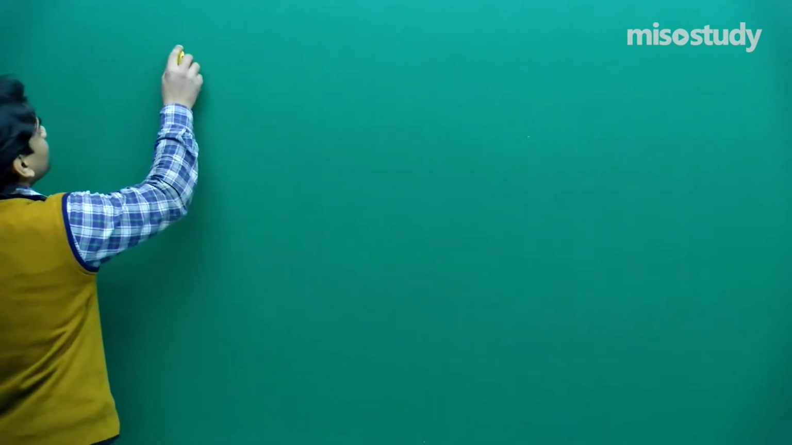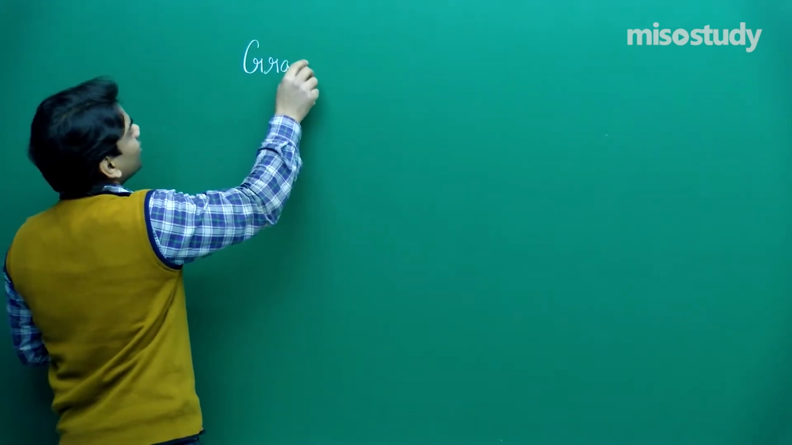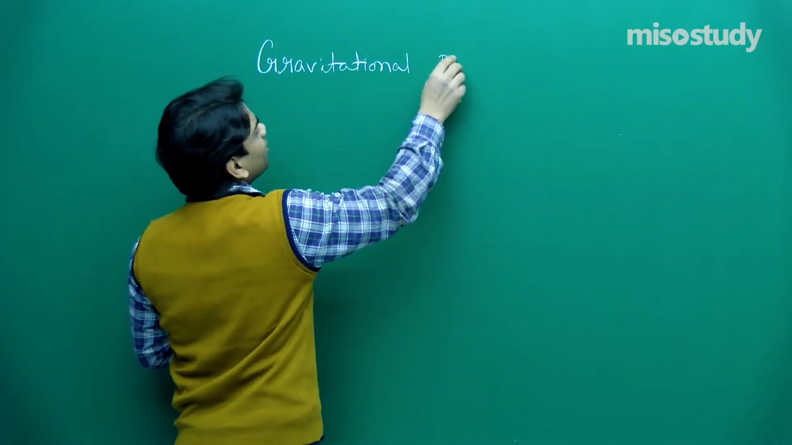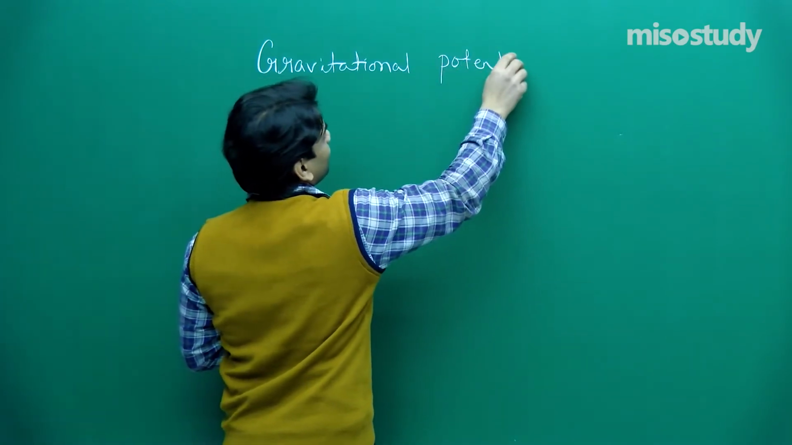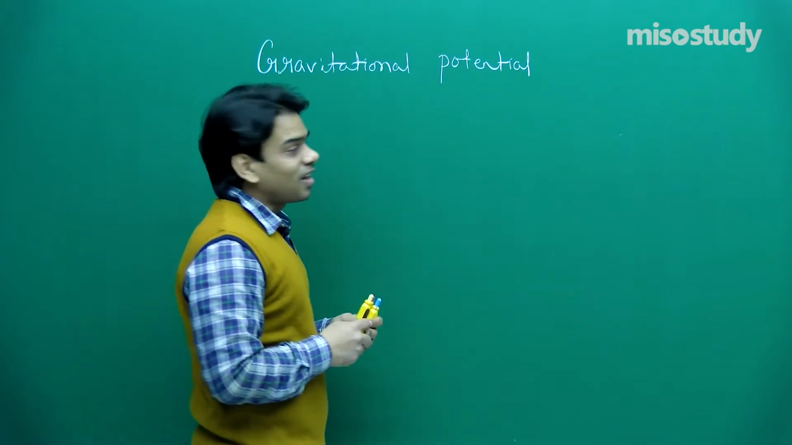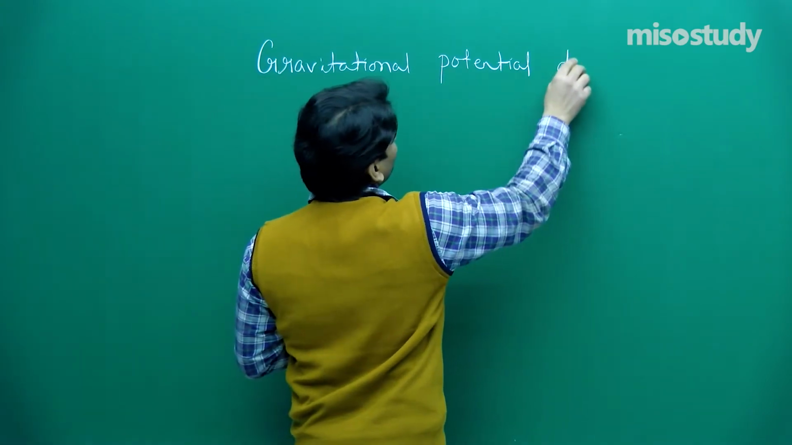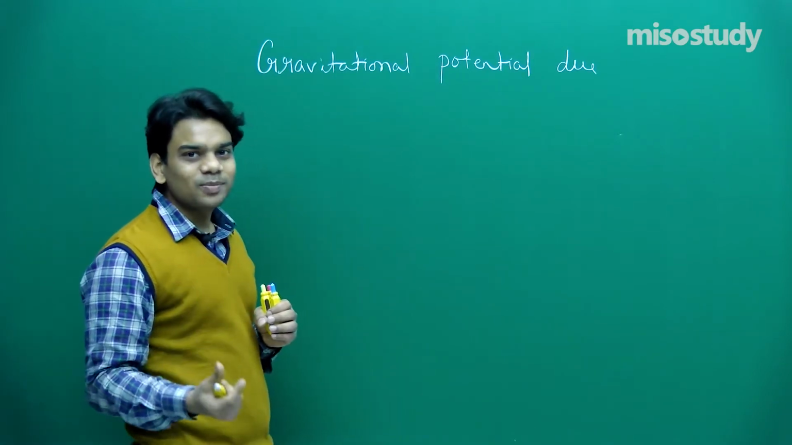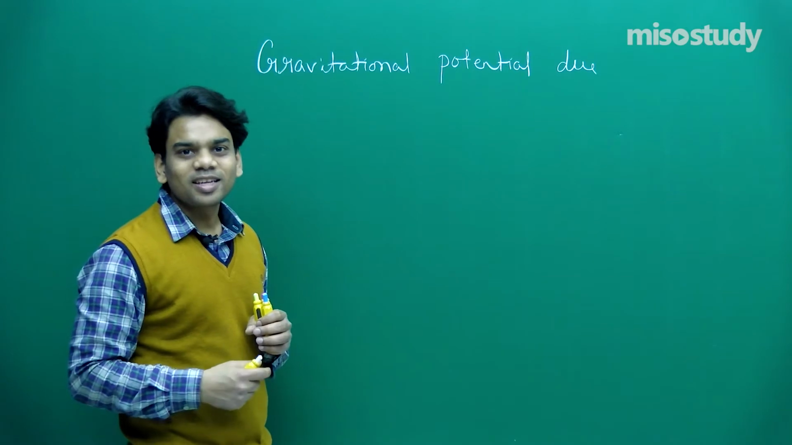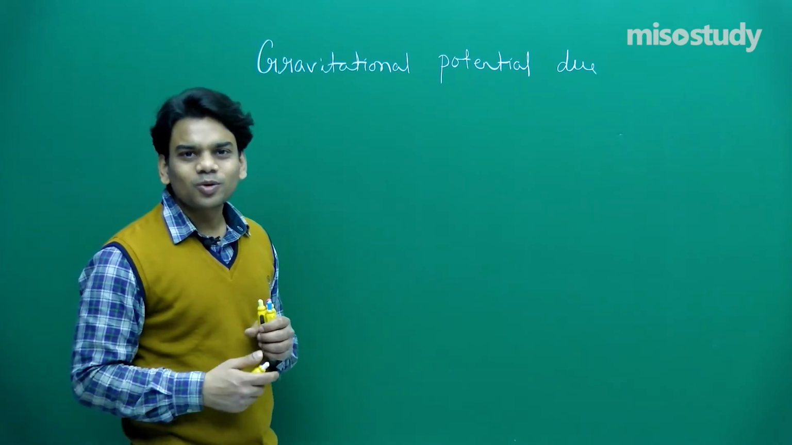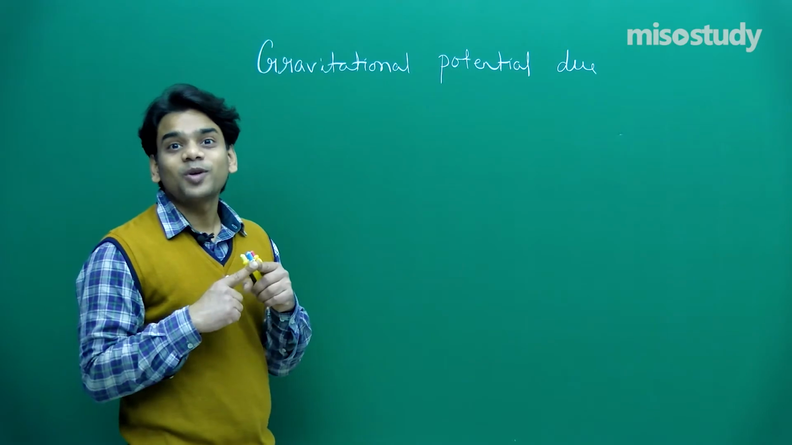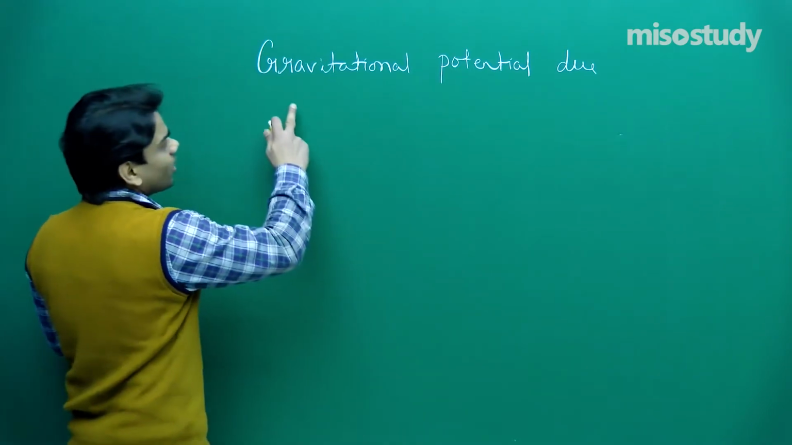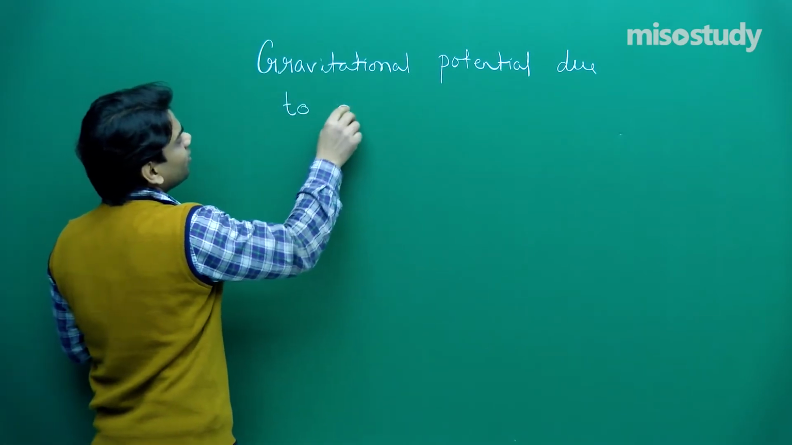So let us talk about gravitational potential due to a solid sphere. We already know the potential due to a point mass is minus GM by r, where r is the distance from the mass. We used that concept to get the potential due to a ring, and then due to a hollow sphere. Now we'll use the potential due to a hollow sphere to find the potential due to a complete solid sphere.